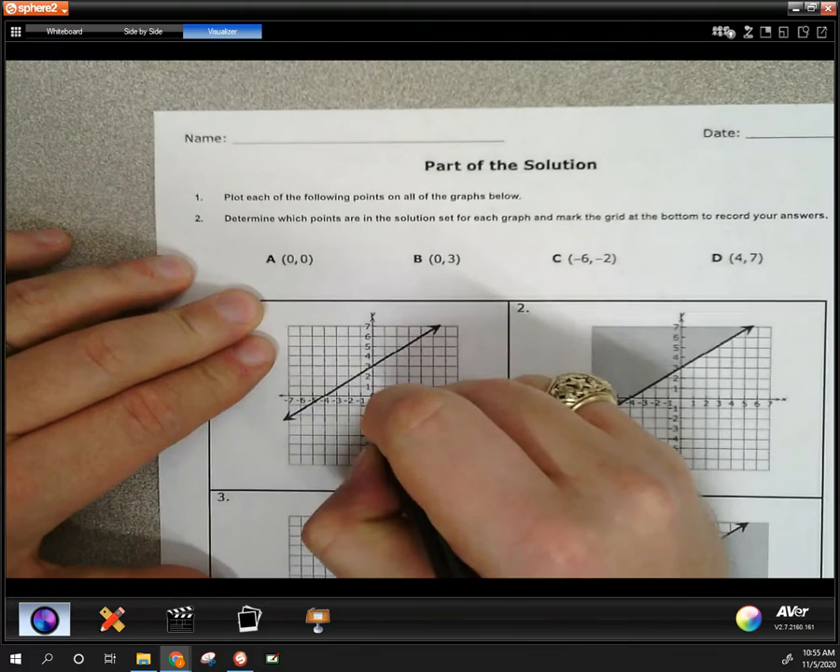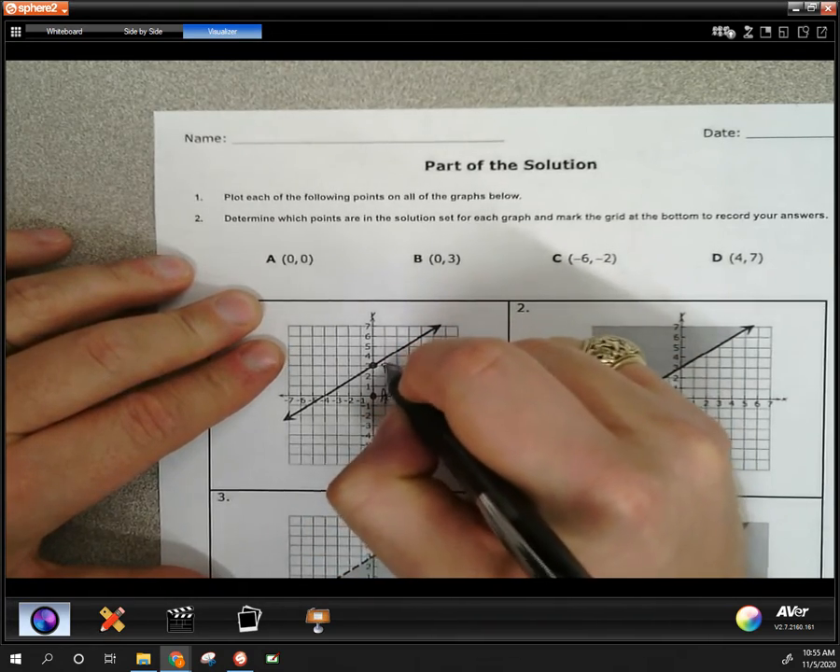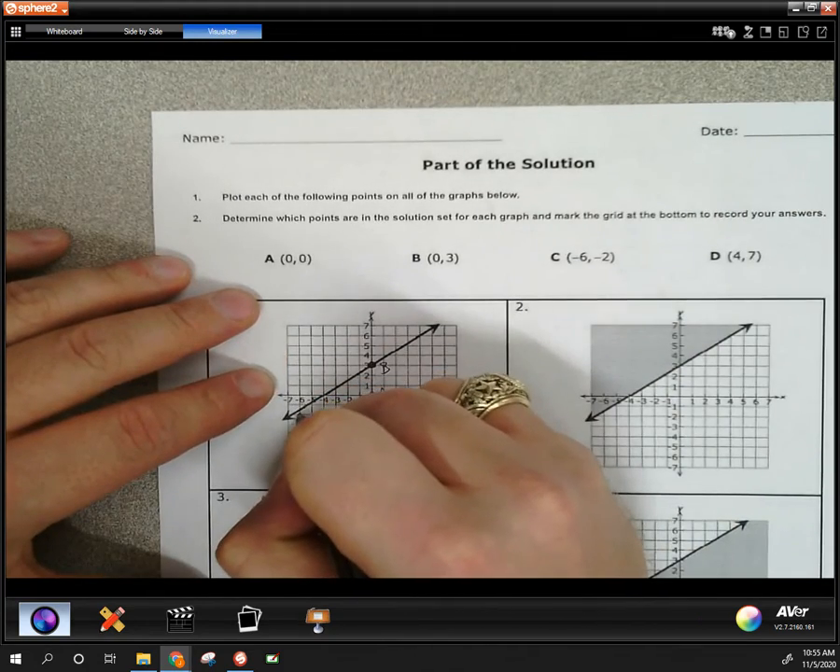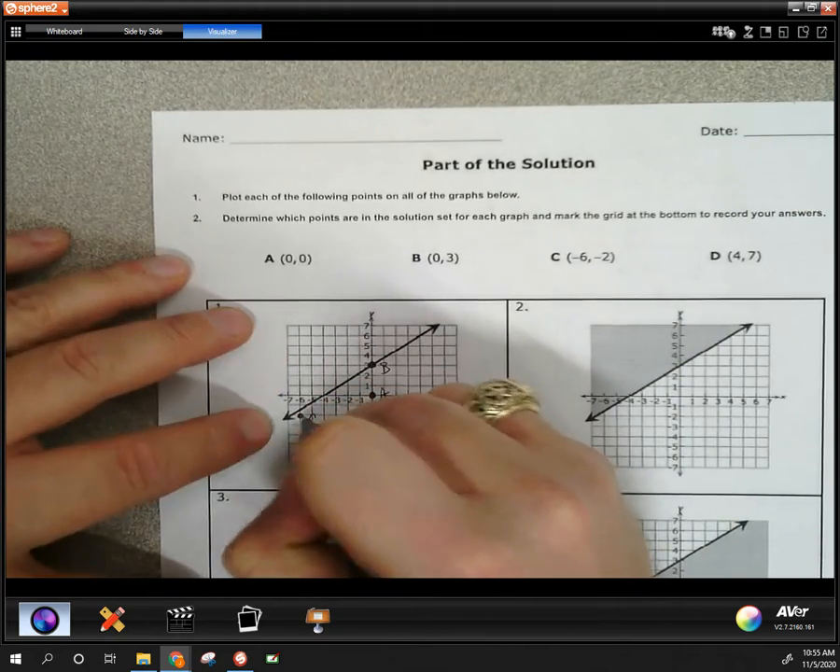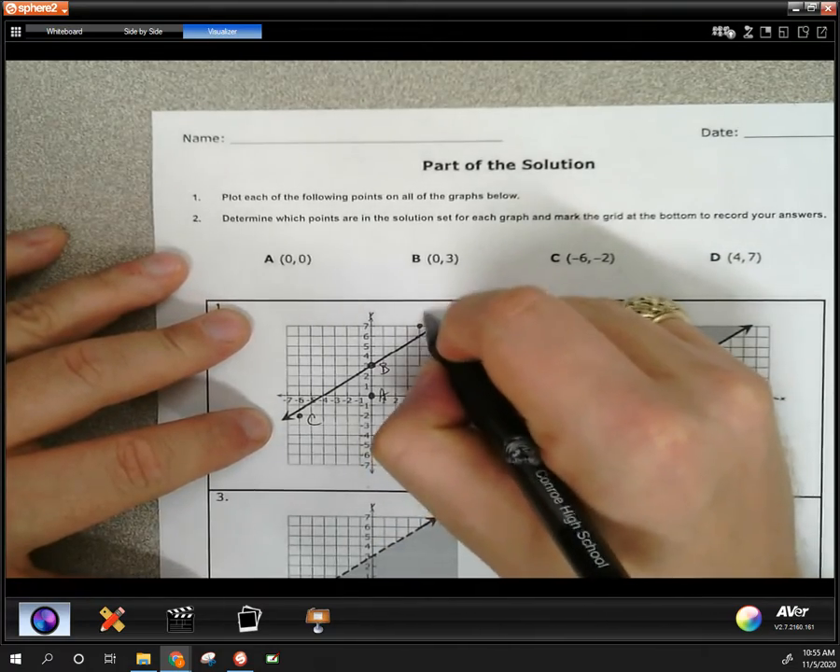There's A at 0, 0. B is at 0, 3. Go ahead and make sure you label them. C is at -6, -2, just off the line. D is 4, 7. Okay.